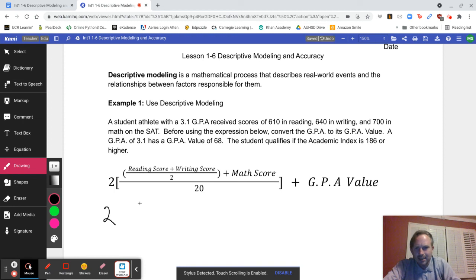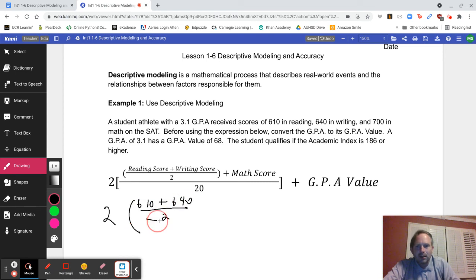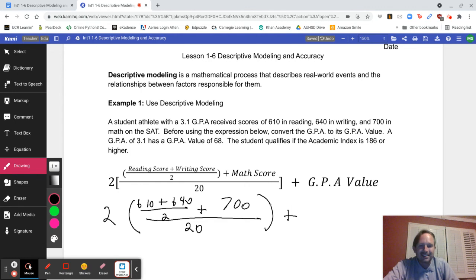So the reading score was 610. The writing score was 640. And we're going to divide by 2 and divide by 20. And we're going to add the math score, which is 700. And then we have the GPA value, which is adding the GPA value of 3.1 is 68. All right, so 610 plus 640 is 1250.